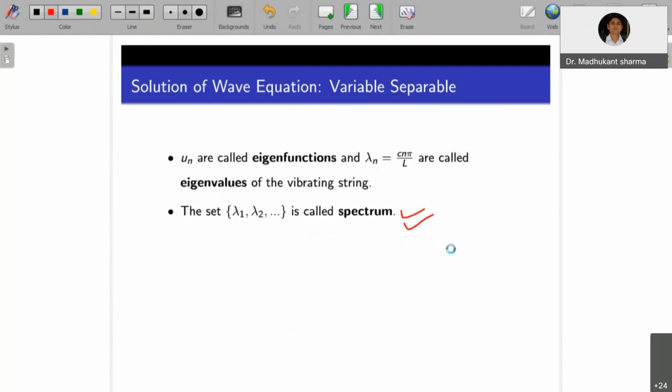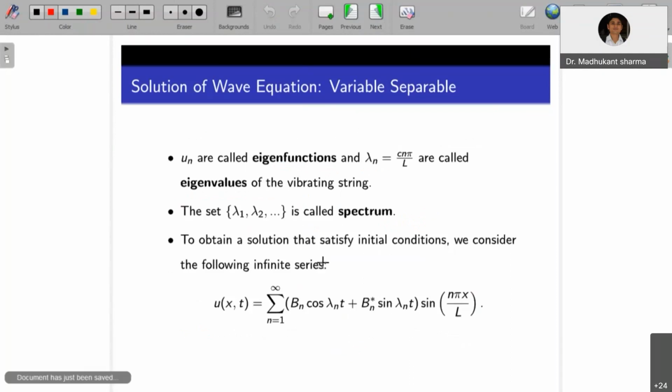Now to obtain a solution that satisfies the initial condition, we consider the following infinite series: summation n equals 1 to infinity of g_n(t) times f_n(x). Now you have to incorporate the initial condition, provided everything is fine, meaning you have convergence of this Fourier series or infinite series. We are pre-assuming all these things here.